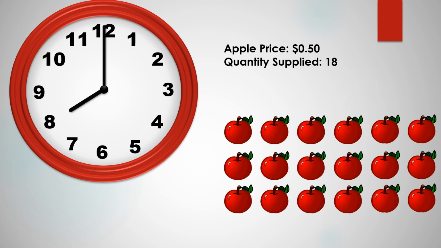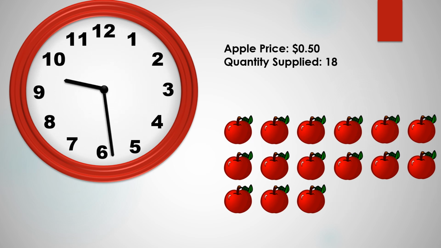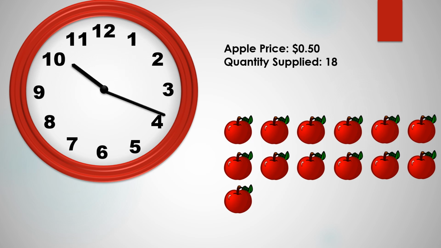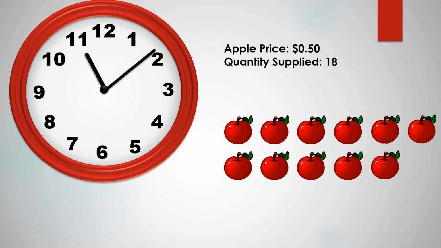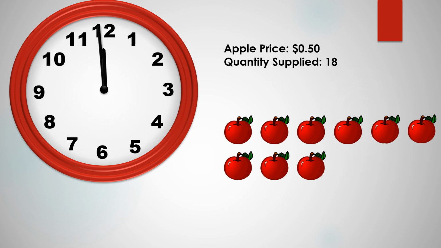Let's consider a market for apples sold at a farmer's market. Assume that the market originally sets the price for apples at 50 cents and the market is open from 8 a.m. until noon. At a price of 50 cents, farmers plan to supply 18 apples. When the doors open at 8 a.m., consumers come in to the market and look around at different fruits. Some choose apples, while others choose alternatives such as oranges or pears.